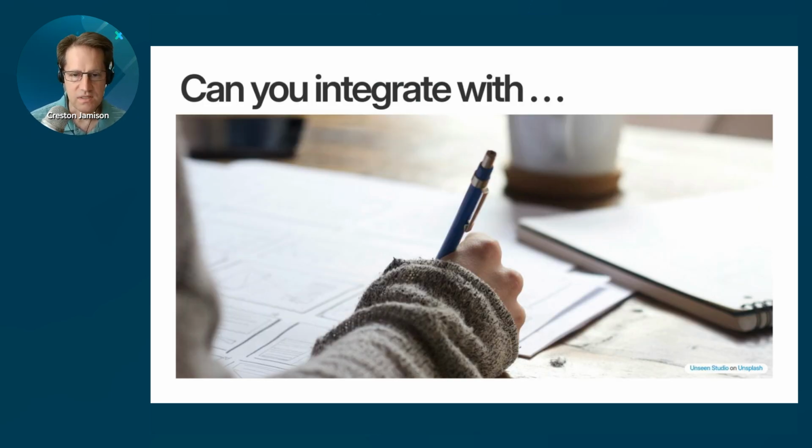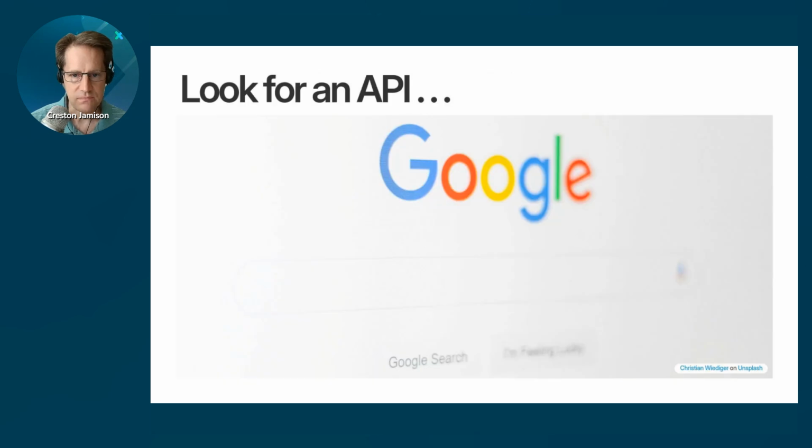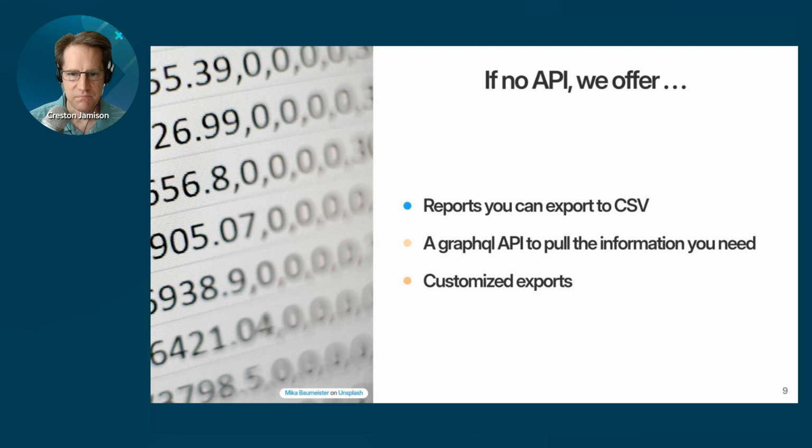Normally when we talk to customers who are interested in using Advancement Form, they say, can you integrate with, and they name the CRM that they're using. And then generally what we do at that point is we look for an API. So we Google the CRM they're using and see what's available. Now it's getting better more recently, but a lot of times if we didn't find an API, we said, well, you can export to CSV any reports. You can use our GraphQL API to pull the information you need, or we can work with you directly to build a customized export of the data that you want to be able to import into your CRM.